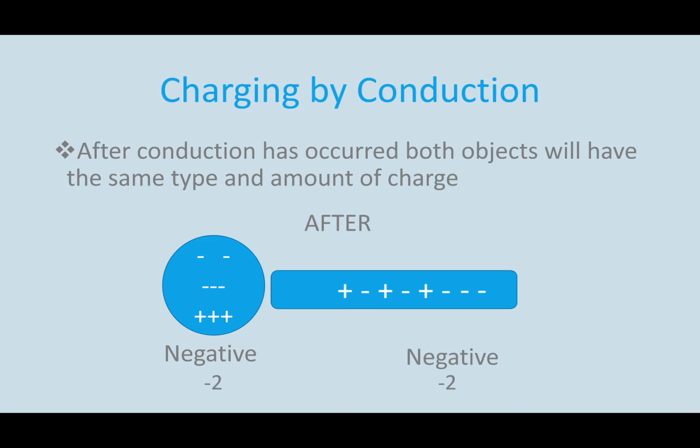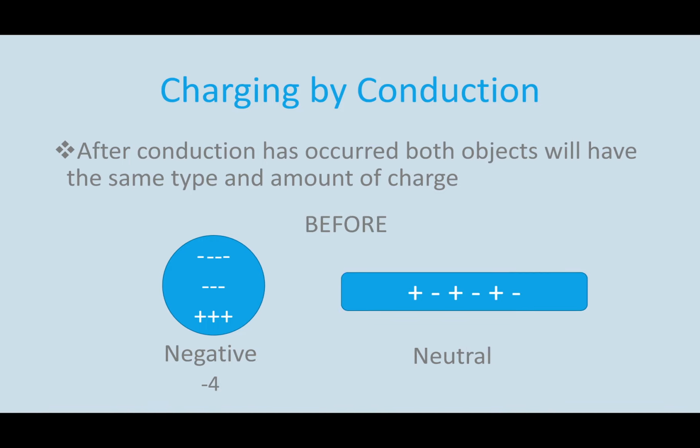In this case, they're going to move from the negative ball and into the neutral rod. And what happens is that they both have the same type and same amount of charge. So now instead of being neutral, the rod is now a -2. So we'll go back and we'll look at that again.